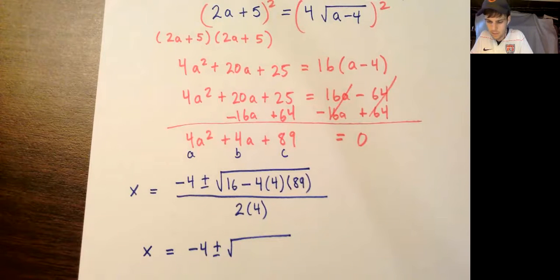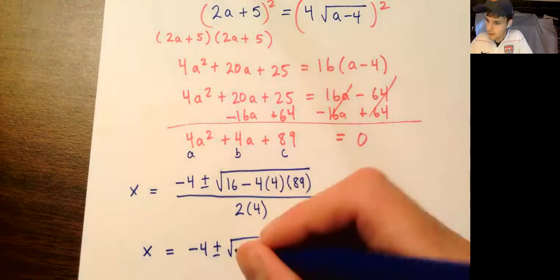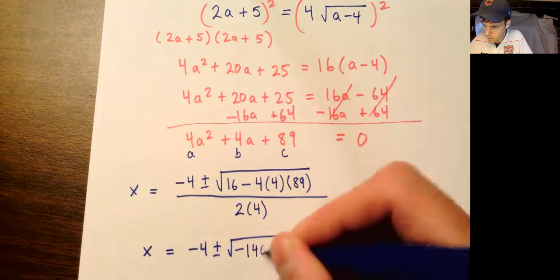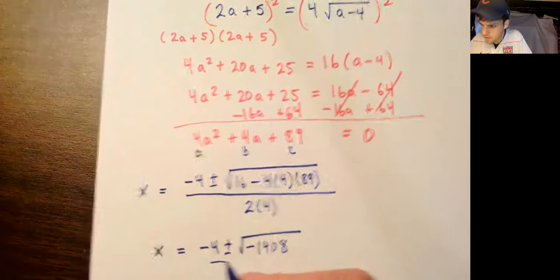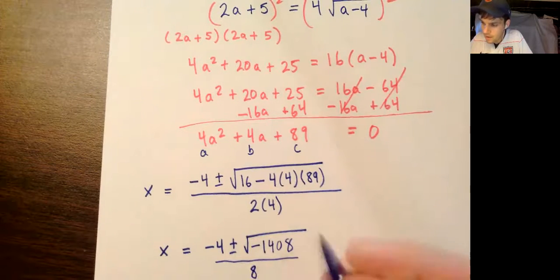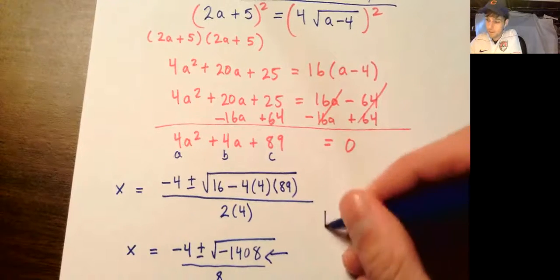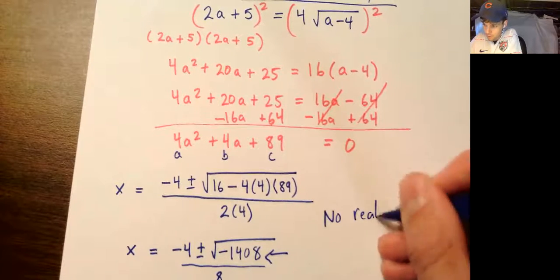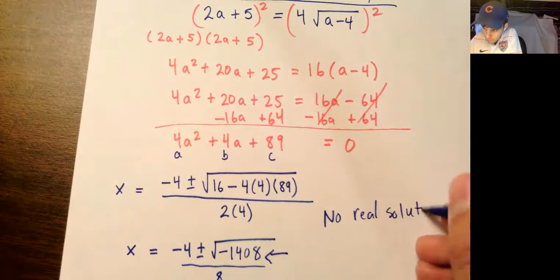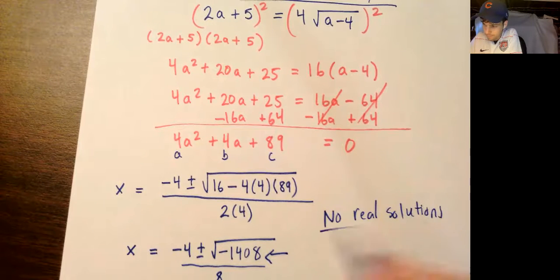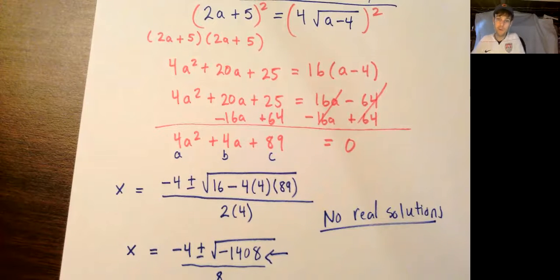So 16 minus 4 times 89, it's going to be negative 1,408, which, yes, is what I was expecting. Yeah, negative in here. So this problem has no real solutions. And that's it. Unfortunately, a lot of work, like a whole paper full of work, and we ended up with no real solutions, but that's what happens sometimes.